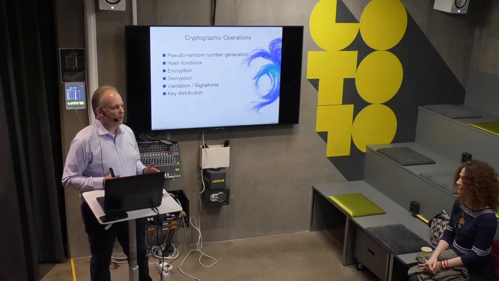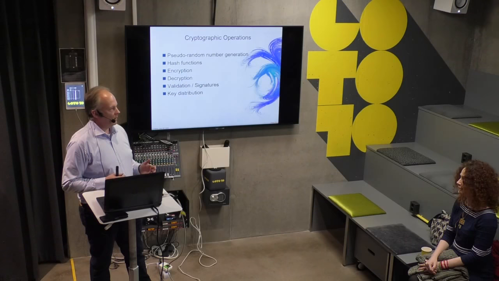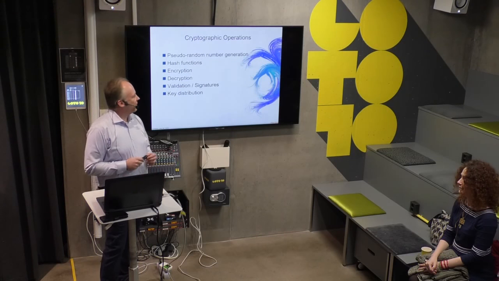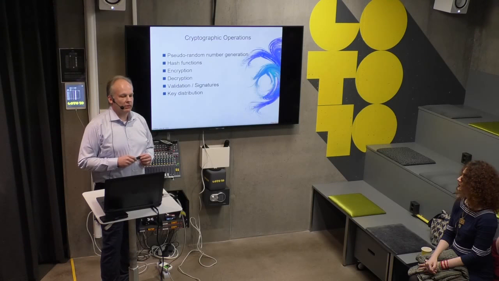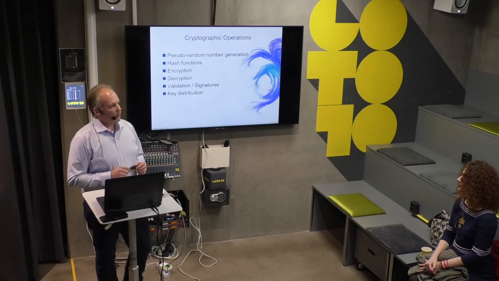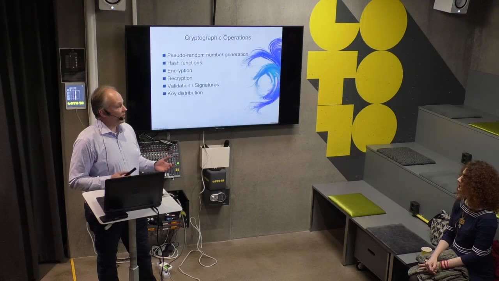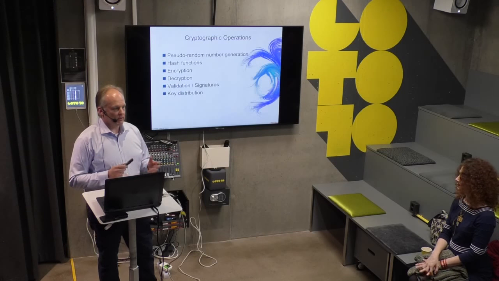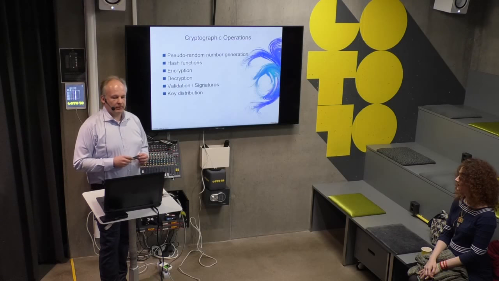Cryptography is not only about encrypting. We talk basically about these 6 different types of functions that we do with cryptography. The first, random number generators, or pseudo-random number generators. We use them in statistics, etc. We use them in cryptography.